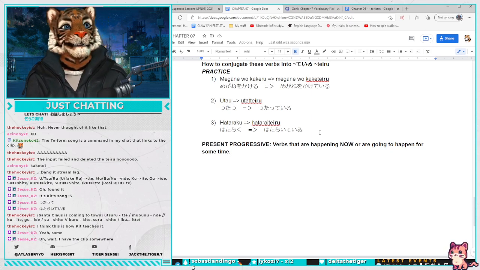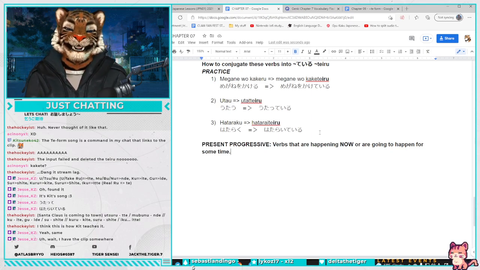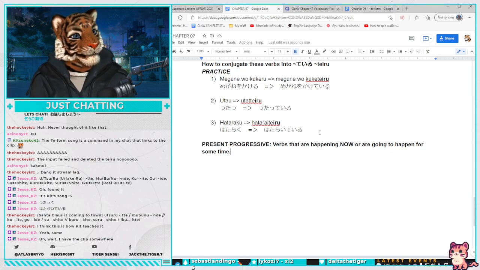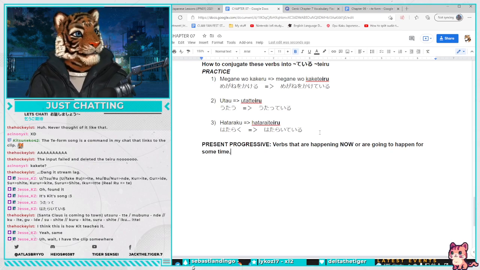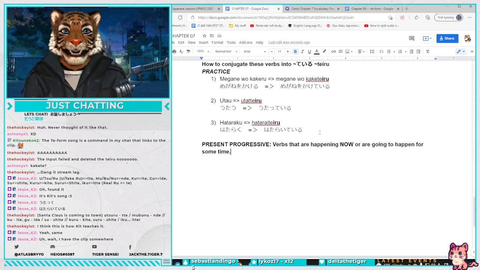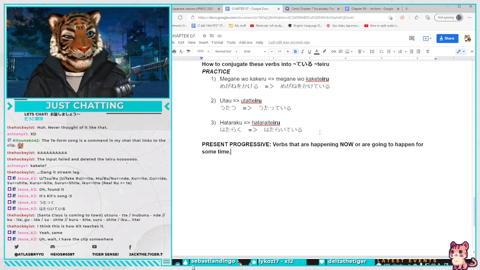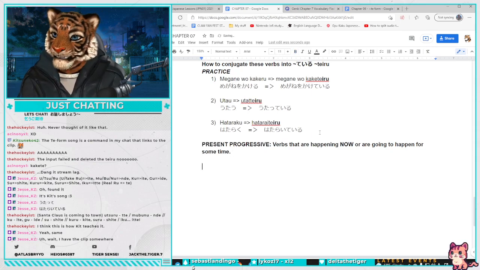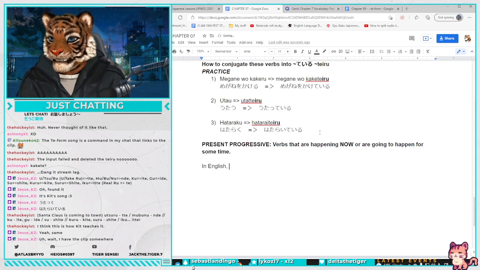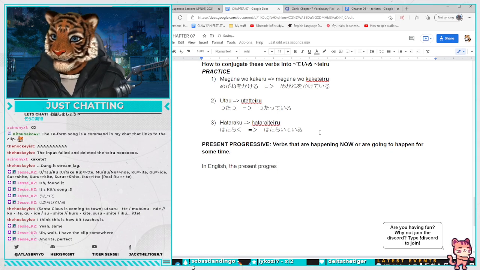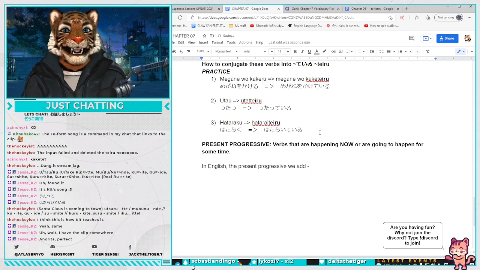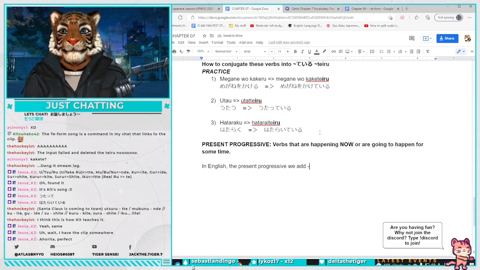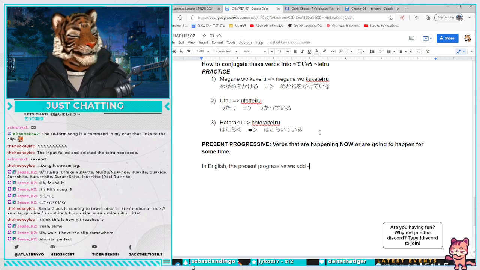So present progressive means verbs that are happening right now. I just recently taught this to my English class. I was telling my Spanish speakers, like, these verbs are happening like ahorita, like right at this instant. Who knows? In English, what do we add to our verbs to show the present progressive?